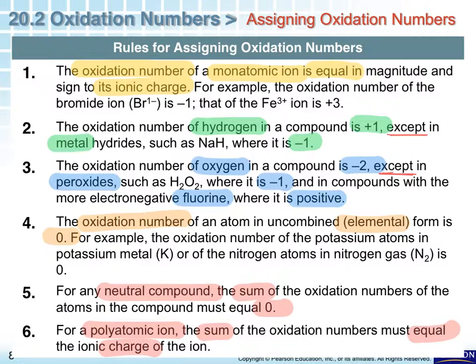Now, you might ask, what about all of the other elements? Nitrogen, sulfur, carbon, phosphorus. What about those elements when they're in a covalent bond? Well, they take whatever's left. What does number 6 equal?